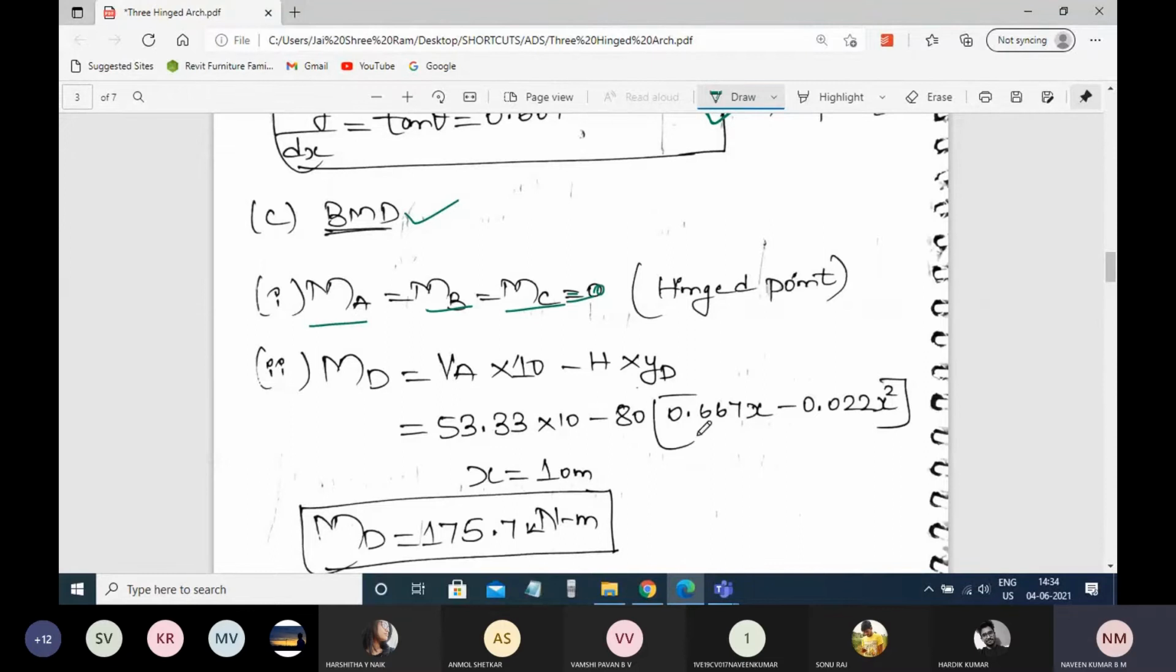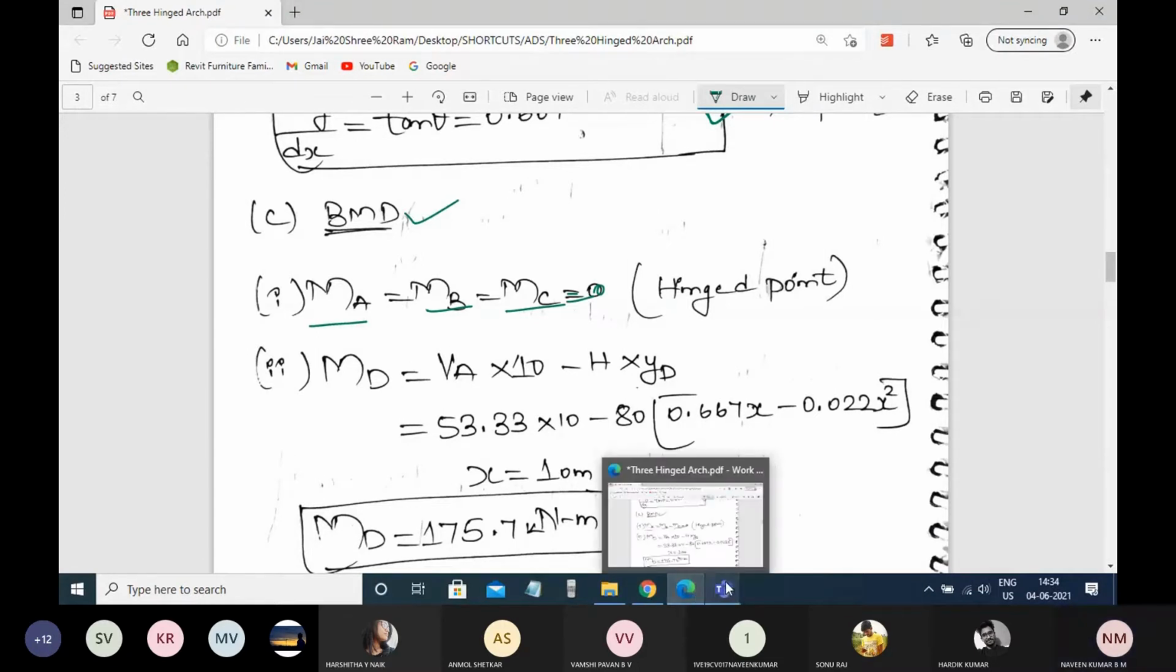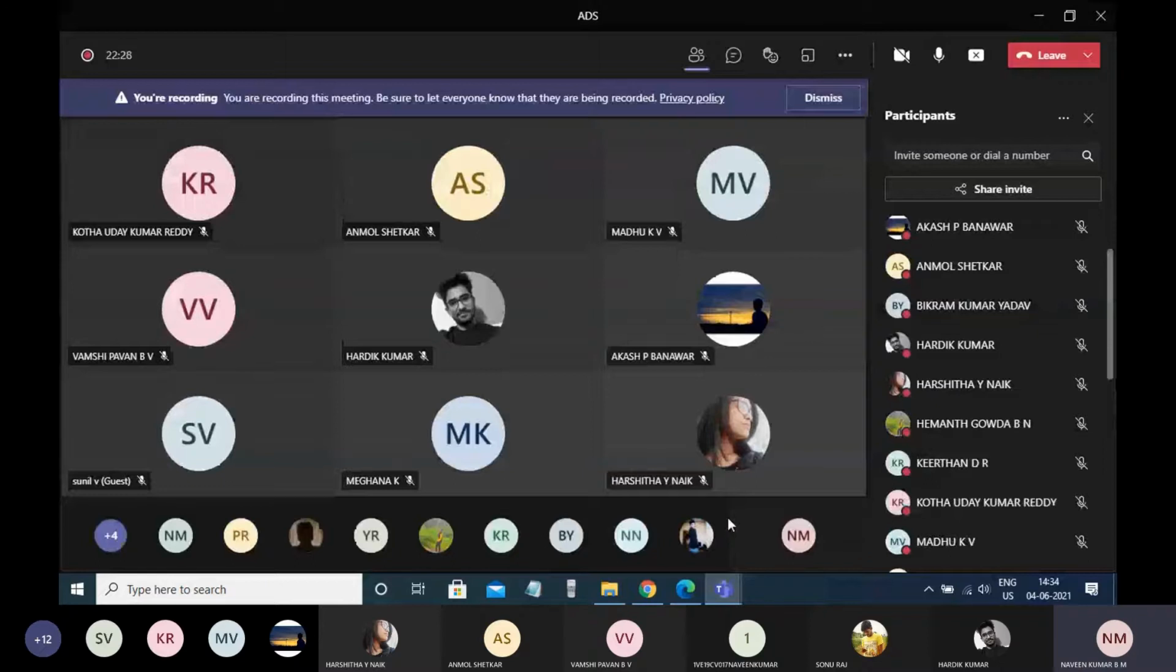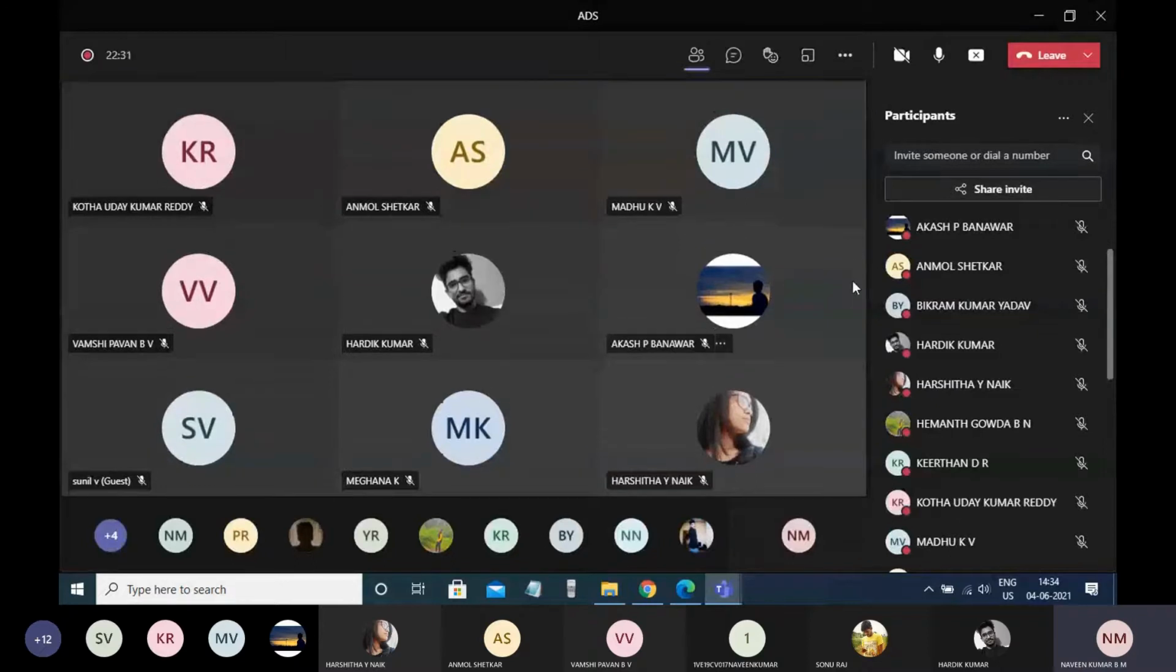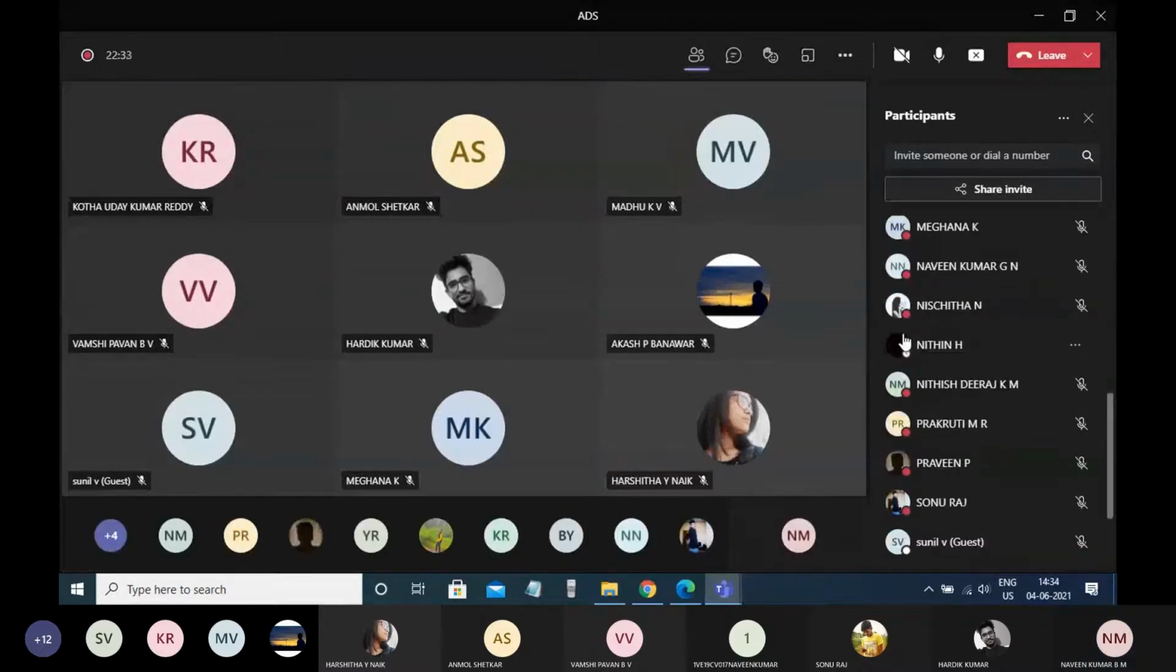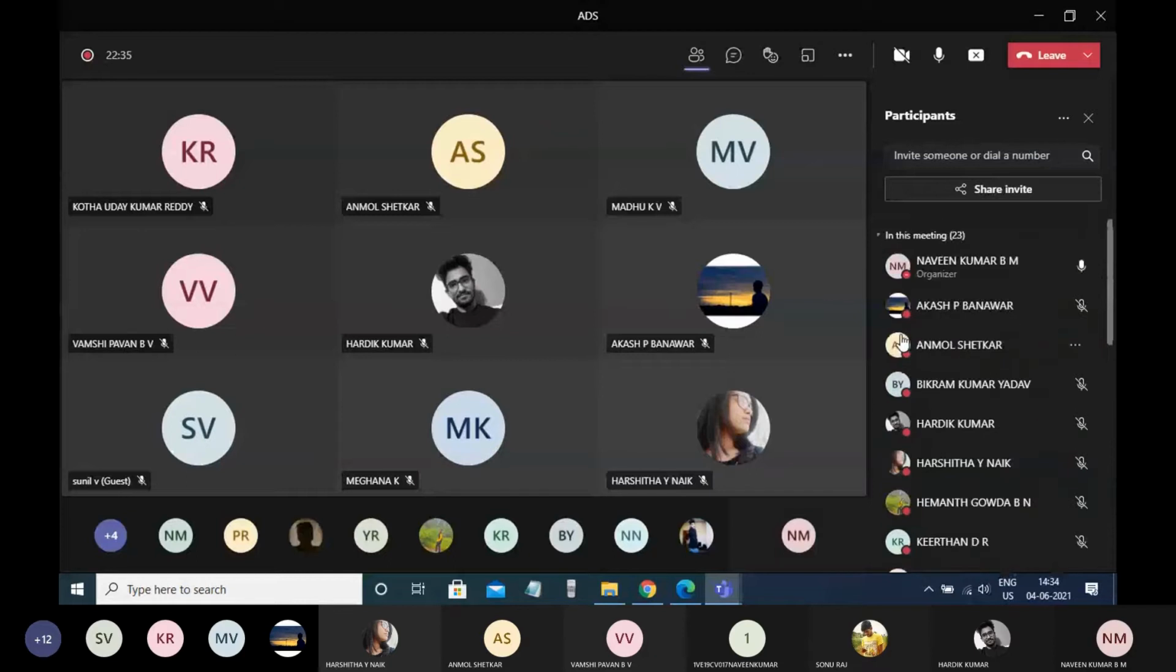Why is it 0? Why is it directly considered as 0? Yes. What may be the reason? Anmol, Vikram, are they there? Yes.